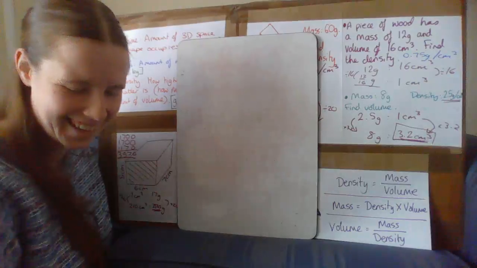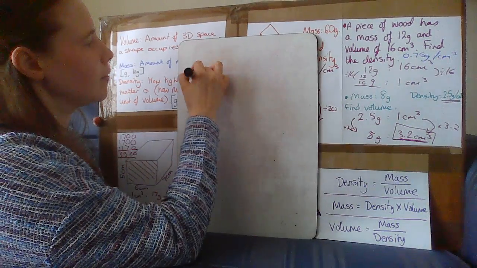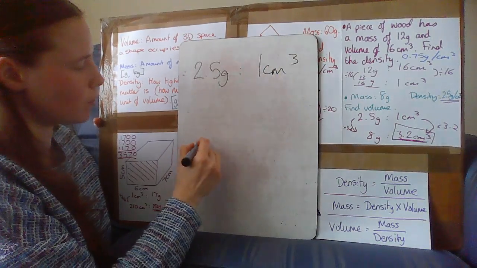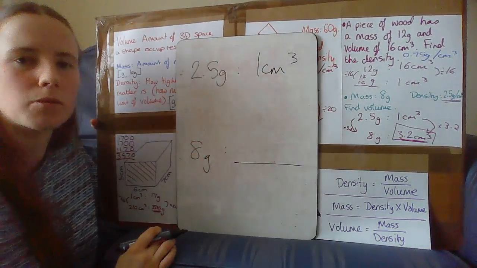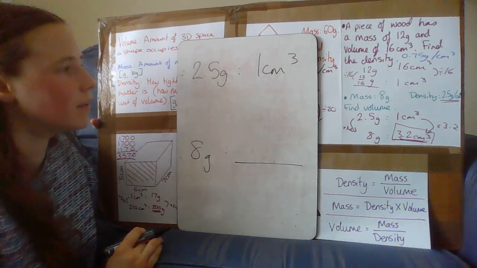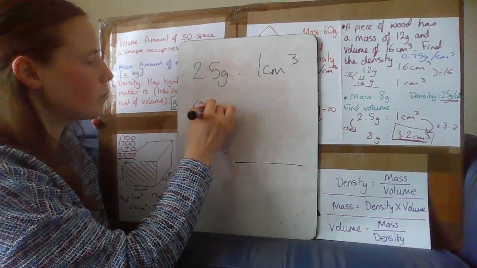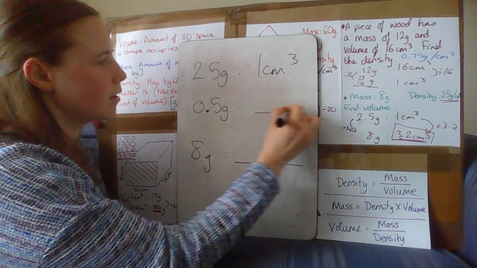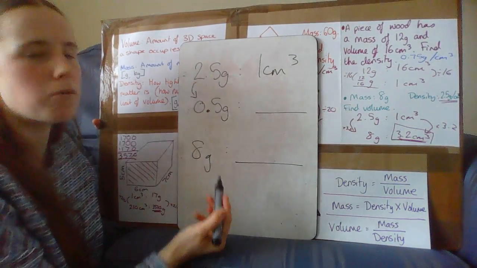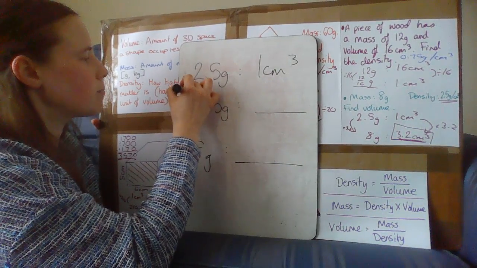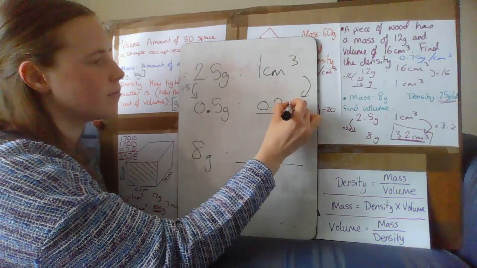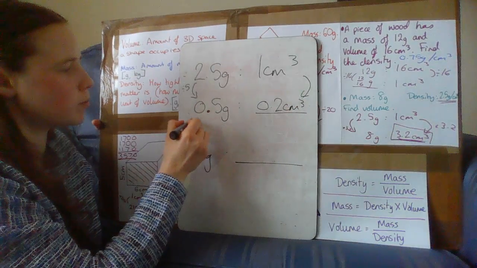So I've got 2.5 grams is 1 centimetre cube, and I'm aiming for 8 grams here. So what I want to think is, is there something I can go down to and then up that's going to make my work easier? And the answer is yes, there is. If I go down to 0.5 grams and then I go up, that will make life much easier. So first of all, to go from 2.5 down to 0.5, I divide by 5. 1 divided by 5 is 0.2. And then I can go from 0.5 up.